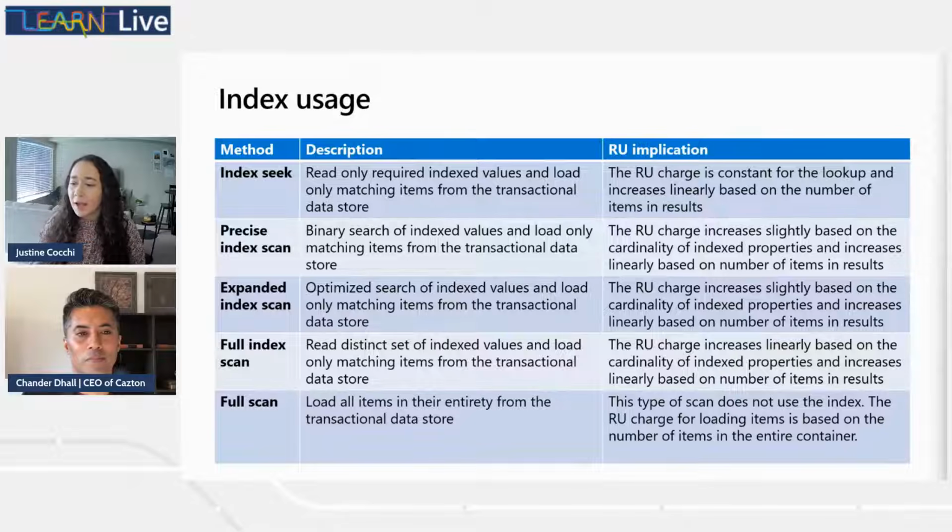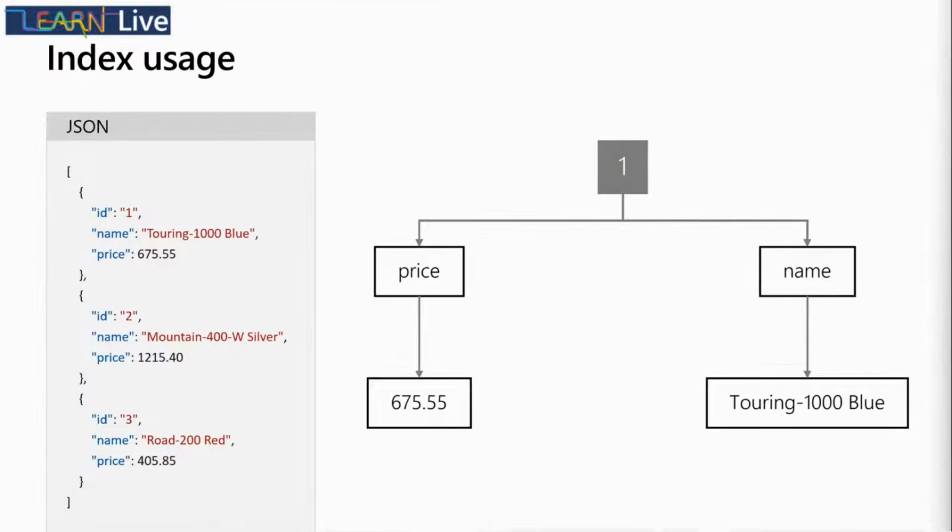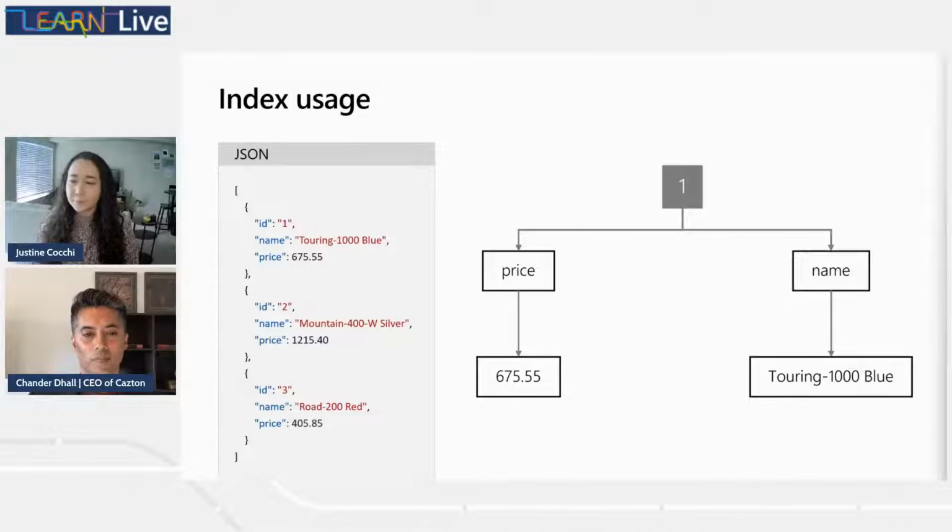But before we get to that, I want to talk a little bit more about the index usage. When we talk about the index, what does that actually mean? Let's take this example container with 3 simple documents. We have 3 documents here with an ID, a name, and a price. We can represent these documents as a tree. This is going to form the basis of our index. For document ID 1, we can create a tree with 1 at the root. We have 2 children for the 2 properties, a price node and a name node, and each of those has a child for the value. In this case, price is 775, and the name is Touring 1000 Blue.